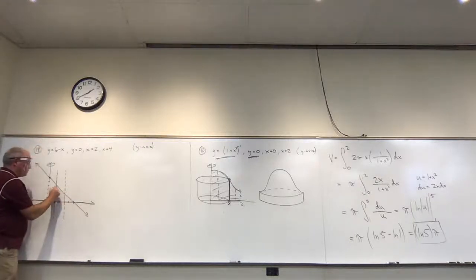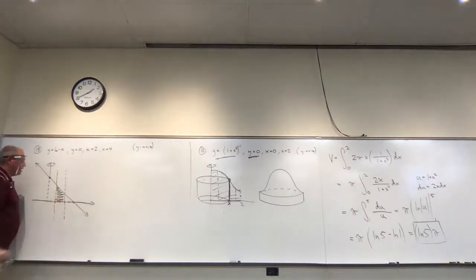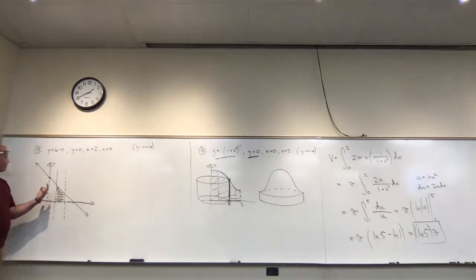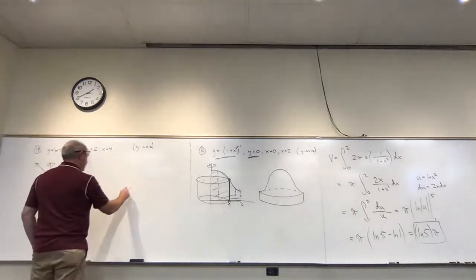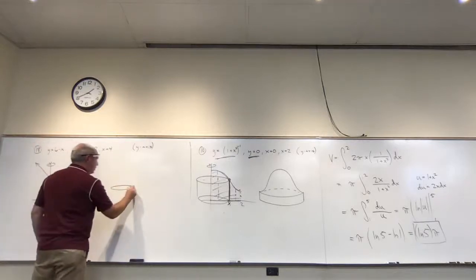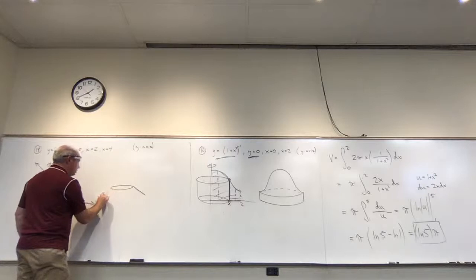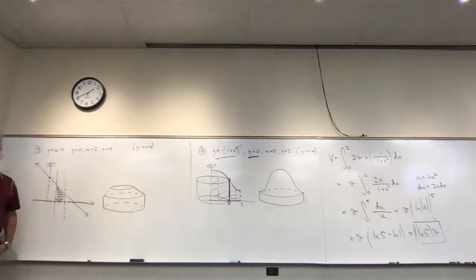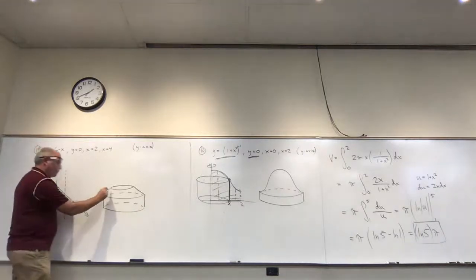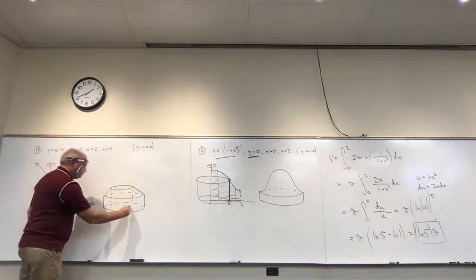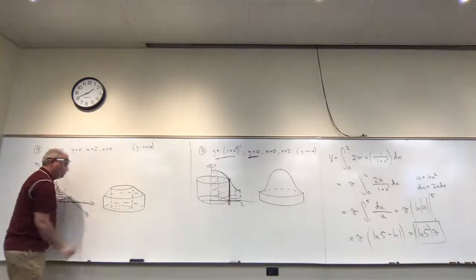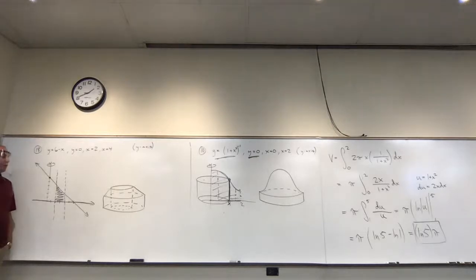And again, here's my region. When I spin that around the y-axis, I'll get something that has a hole in the top, and comes down a little bit, down a little bit, something like that. And it's hollow. All right, what's the volume?